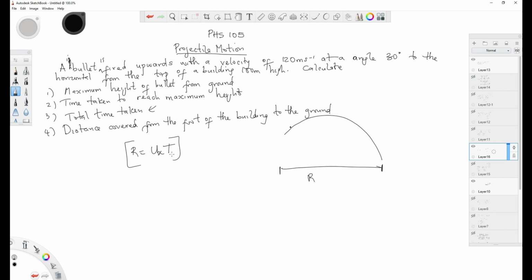This wraps up the tutorial on projectile motion. It's actually a thick one, it's a tough one, yeah, I know.